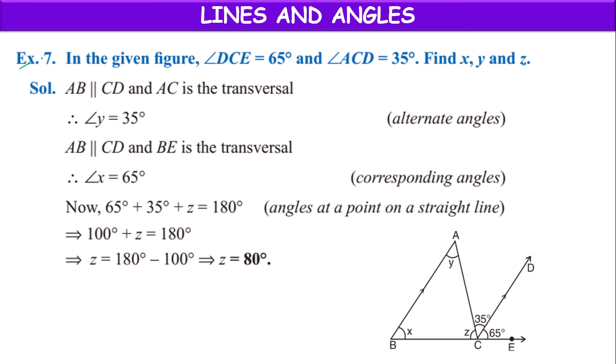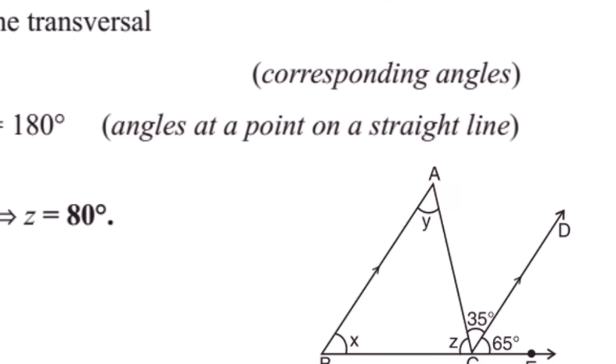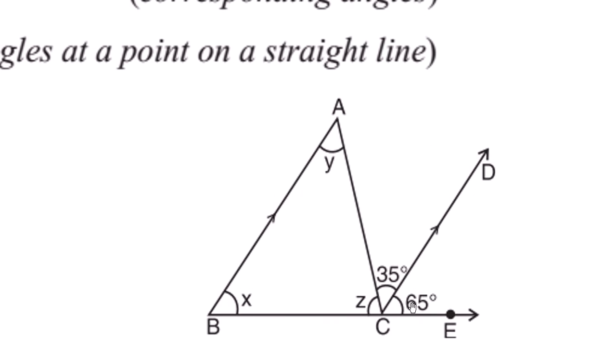Next challenge, example 7. In the given figure, angle DCE is 65 degrees and angle ACD is 35 degrees. This part they have given as Z, this part Y, this part X. These angles X, Y, Z we have to find. So they have given 65 degrees and 35 degrees, and we have to find the X, Y, Z values.